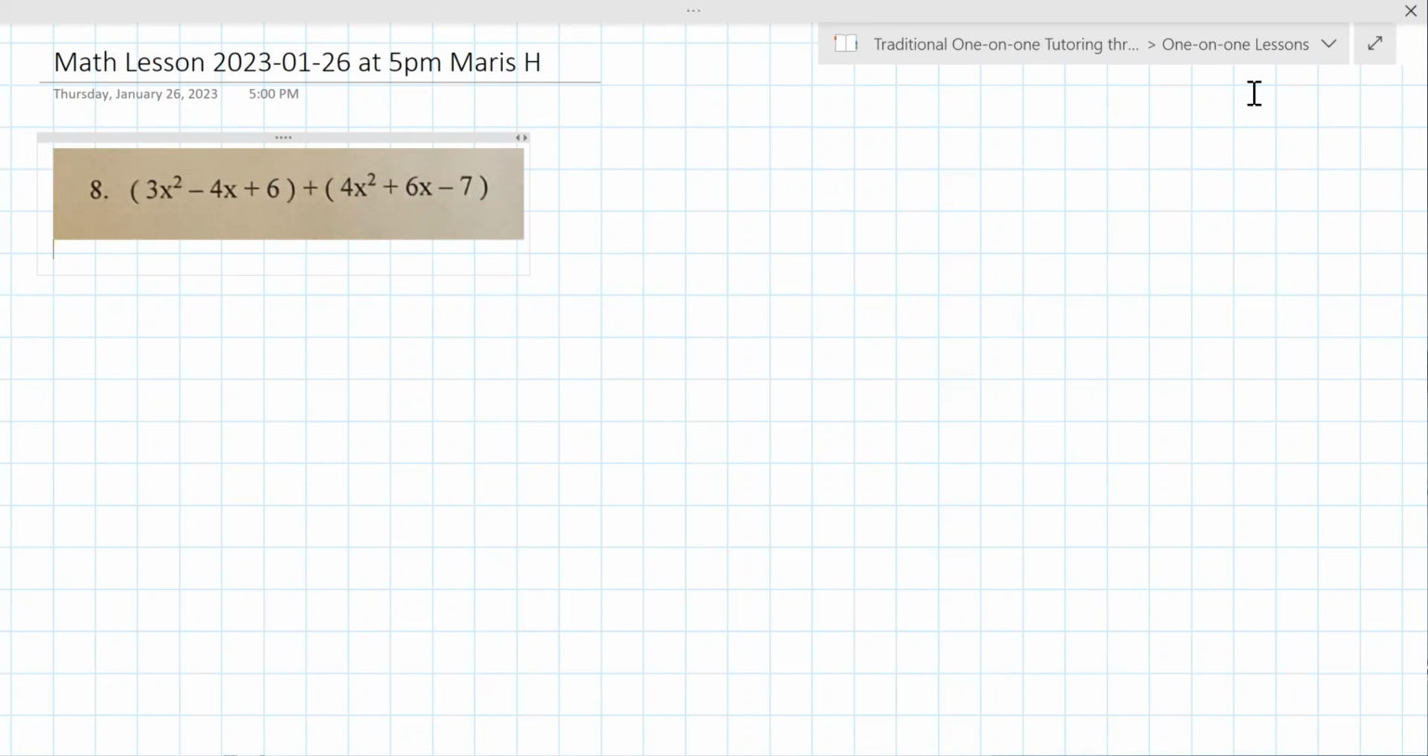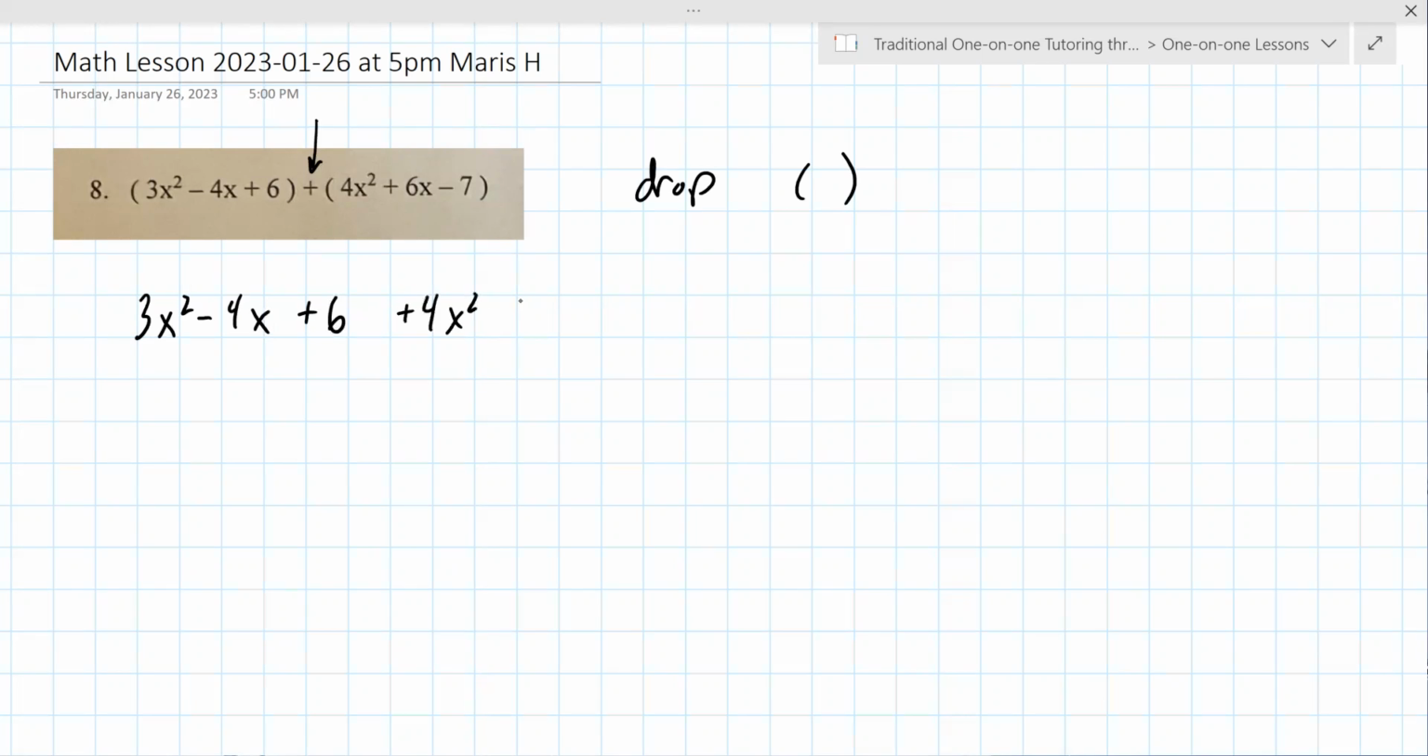There it is. Okay. We talked about when you need to keep the parentheses and when you don't. When you see a plus, you do not need to keep the parentheses. So you can just drop the parentheses altogether. 3x squared minus 4x plus 6 plus 4x squared plus 6x minus 7. Hopefully you remember me saying that, because that's key. You really can't do much without that.